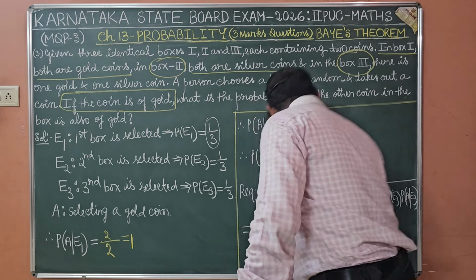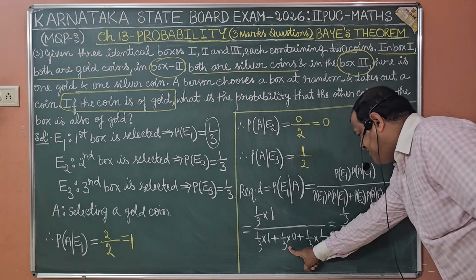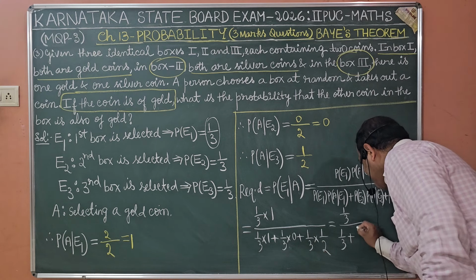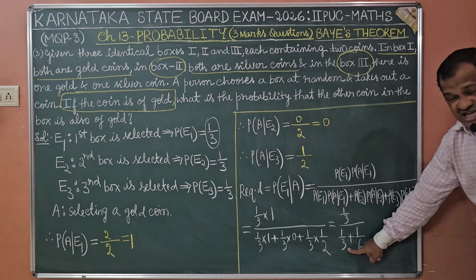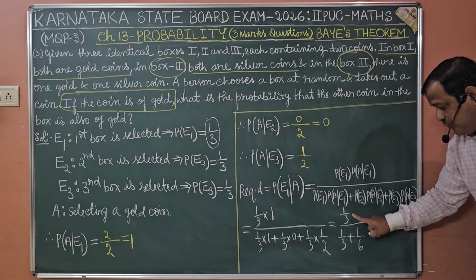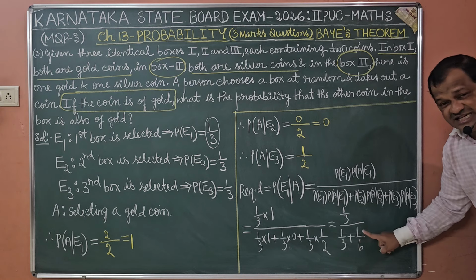Denominator is 1 by 3 into 1 by 3. The middle term is 0, and this is plus 1 by 6. Hence, this 1 by 3 I can write as 2 by 6. Therefore, 1 by 3 by 2 by 6 plus 1 by 6.